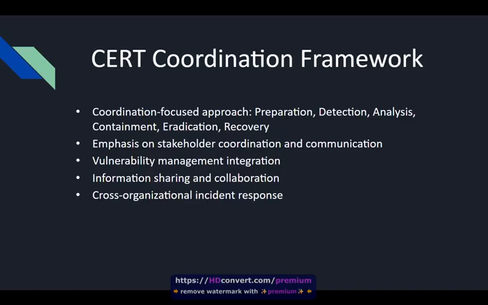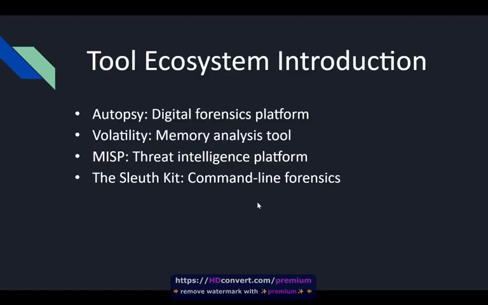The analysis phase involves collaborative investigation and intelligence sharing, bringing together different perspectives and expertise to understand the incident more comprehensively. The containment phase requires coordinated response across affected systems, ensuring the containment actions do not conflict with each other. Now, the eradication and recovery phases benefit from the shared knowledge and resources, allowing organizations to learn from each other's experience and pool resources for a more accurate, effective response.